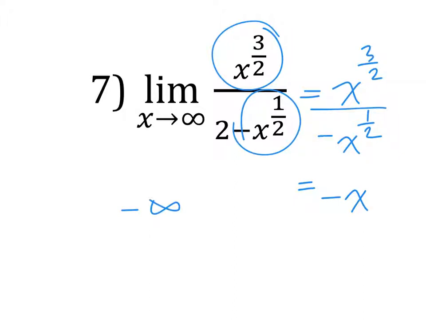I'm very confused. Okay. The highest degree on the top is 3/2. The highest degree on the bottom is 1/2. So essentially, when you're simplifying, it's going to be 3/2 minus 1/2, which is 1. But we still have a negative on the denominator, so there is a negative x. And when x is going to negative infinity, that negative carries in, so that's negative infinity.